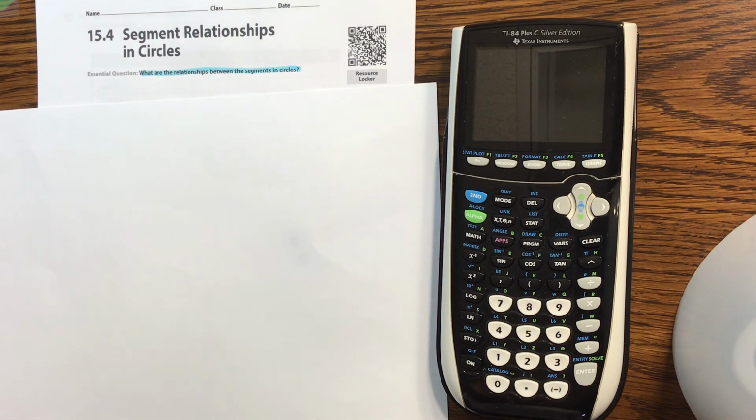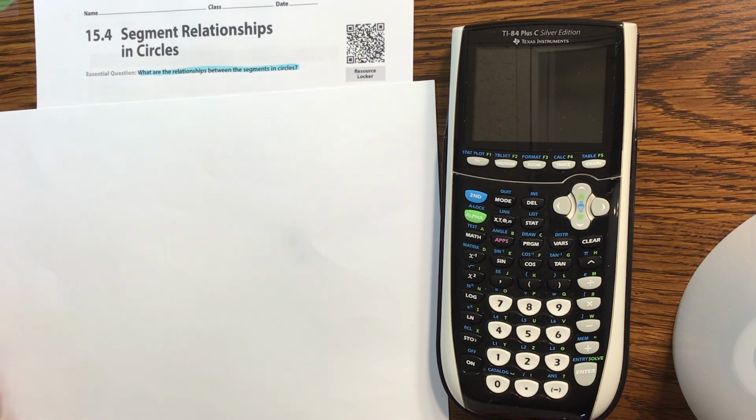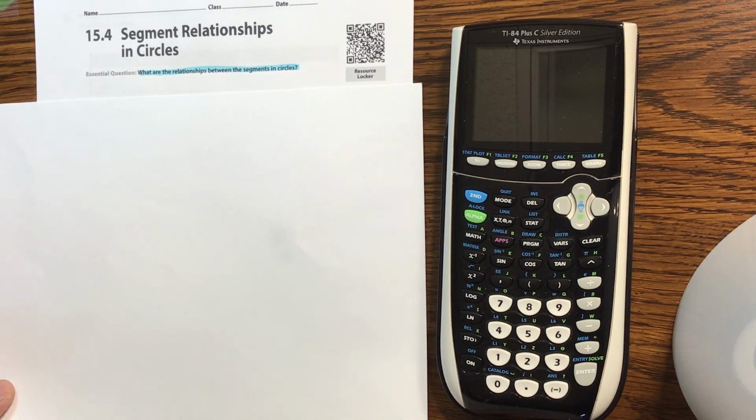All right, let's look at chapter 15, section 4, segment relationships in circles. Another relatively easy section, so we'll just focus on the definitions and the theorems, and a good portion of this is just algebra.